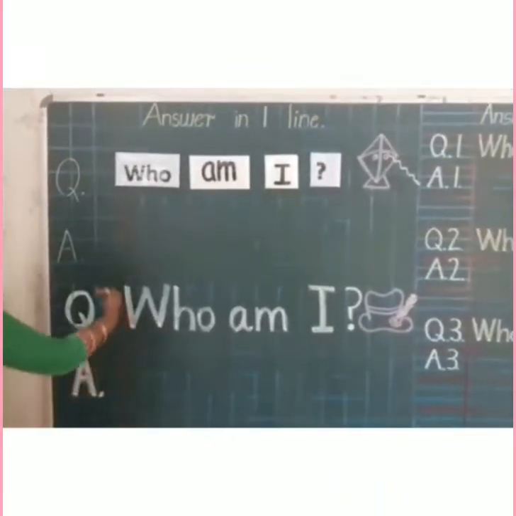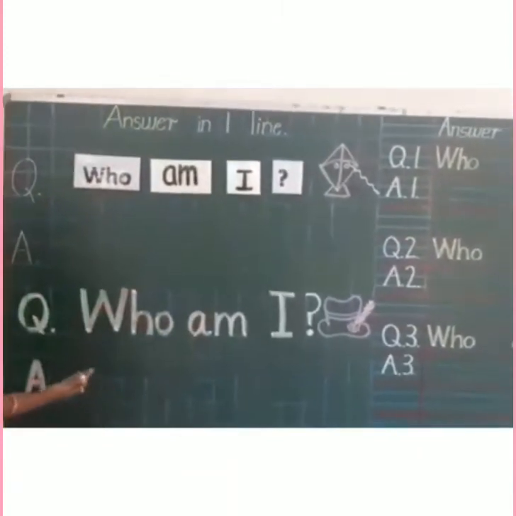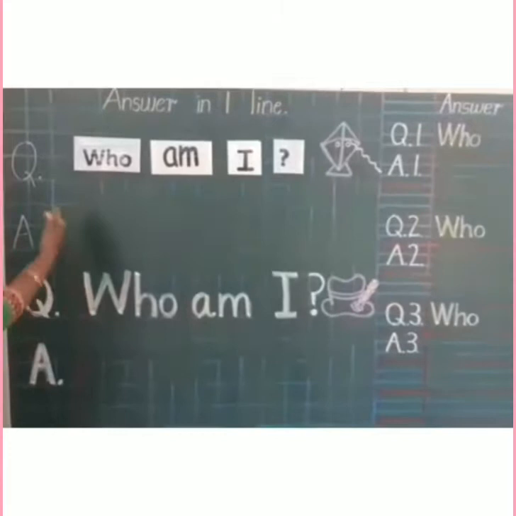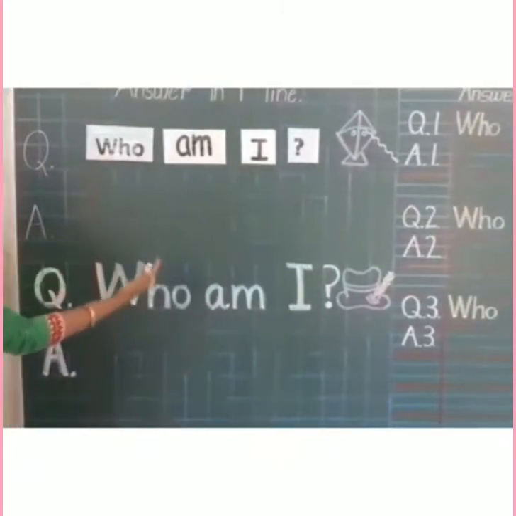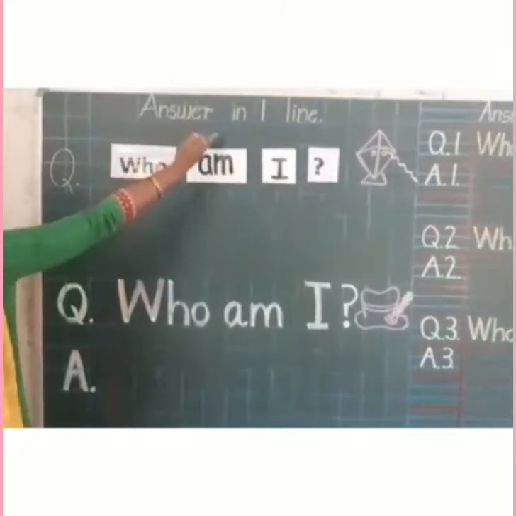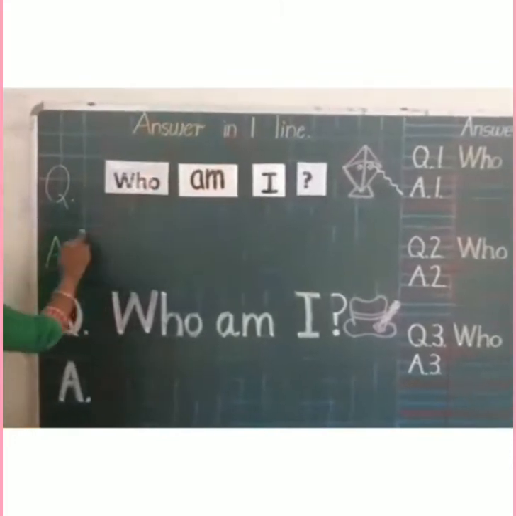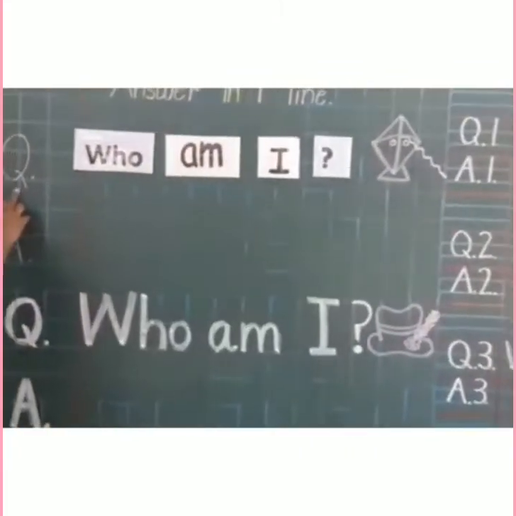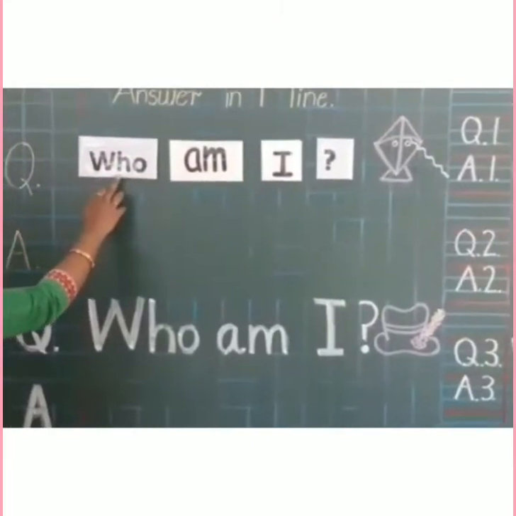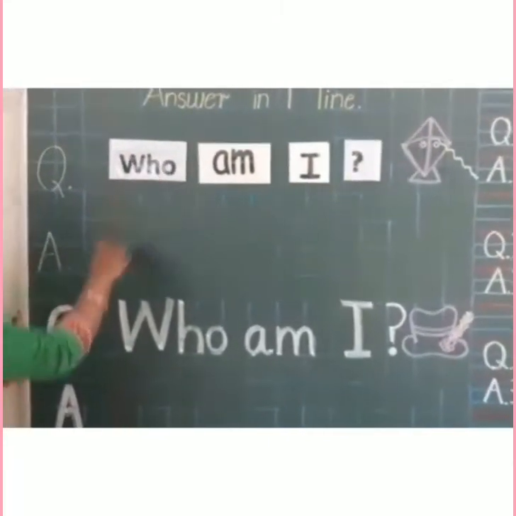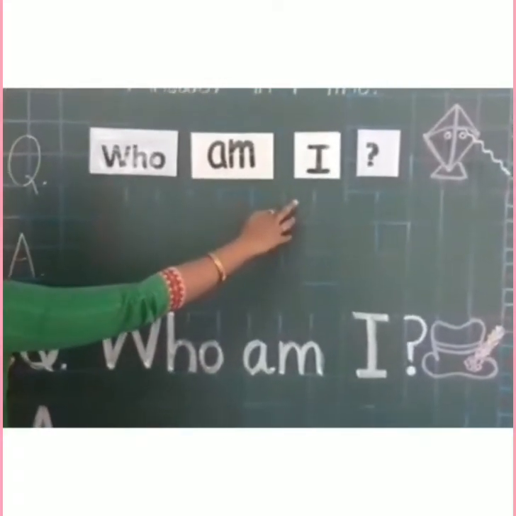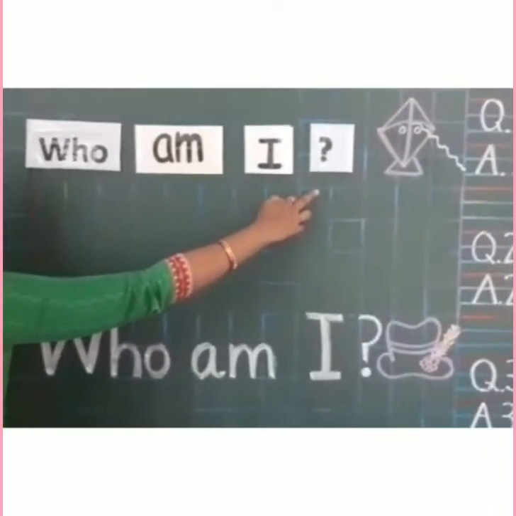Okay kids? So children, what can you see on the board? Yes, question answer. And now your ma'am is going to make you learn how to write question answers. That is answer in one line. So here is the question. Q is for question. The question is WHO. Who means kaun? Who am I? And here we have a question mark.